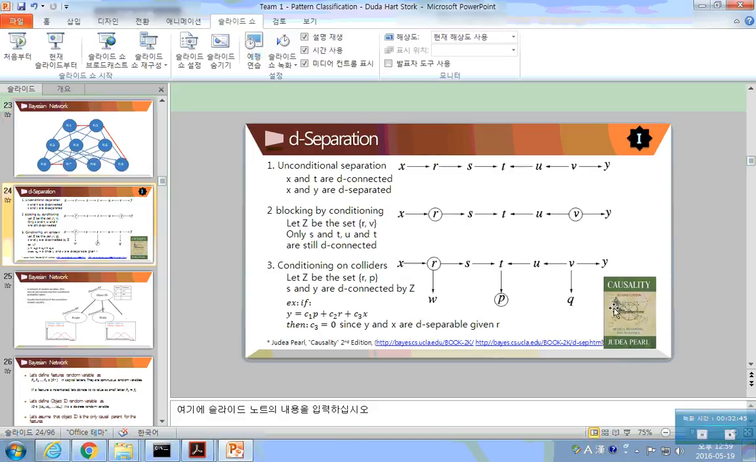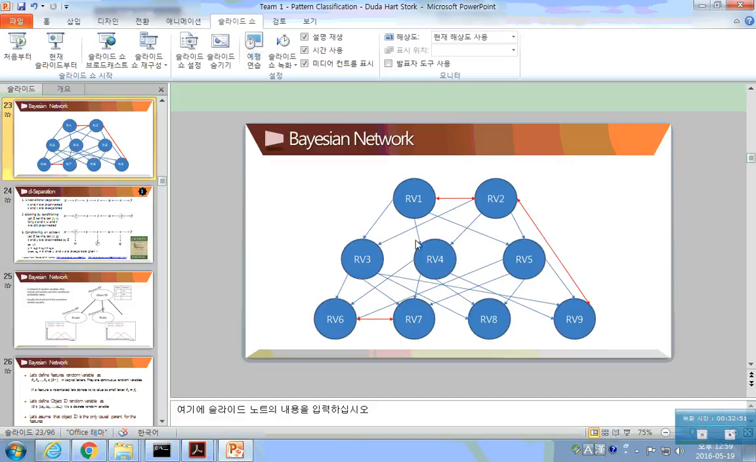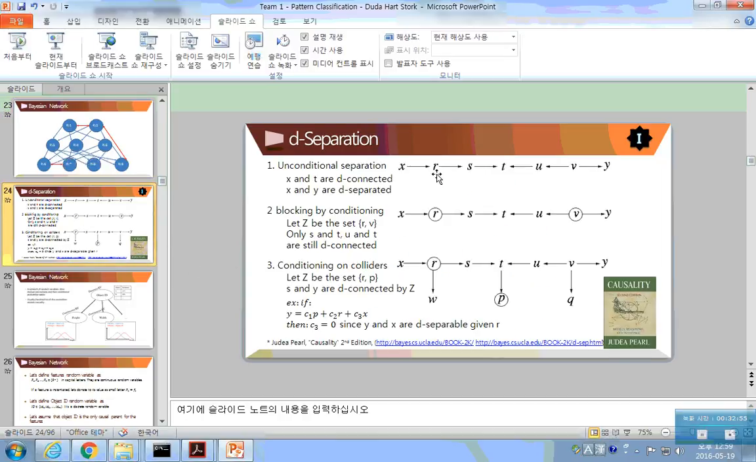This textbook is really nice. They talk about something called d-separation. When we do inference in a Bayesian network, it becomes very difficult because of the conditional probability. But sometimes we can take advantage of what we call d-separation. For example, because of the flow here, this is a digraph, we can directly tell that x and t are connected.